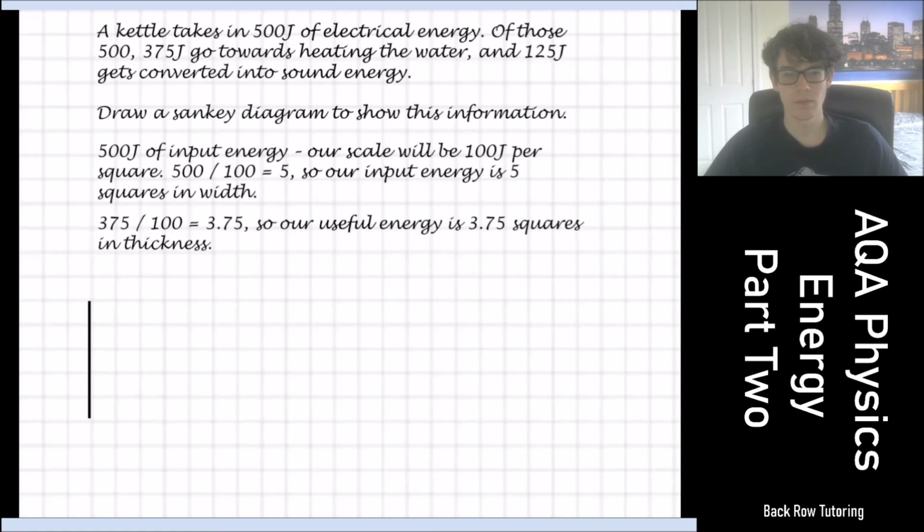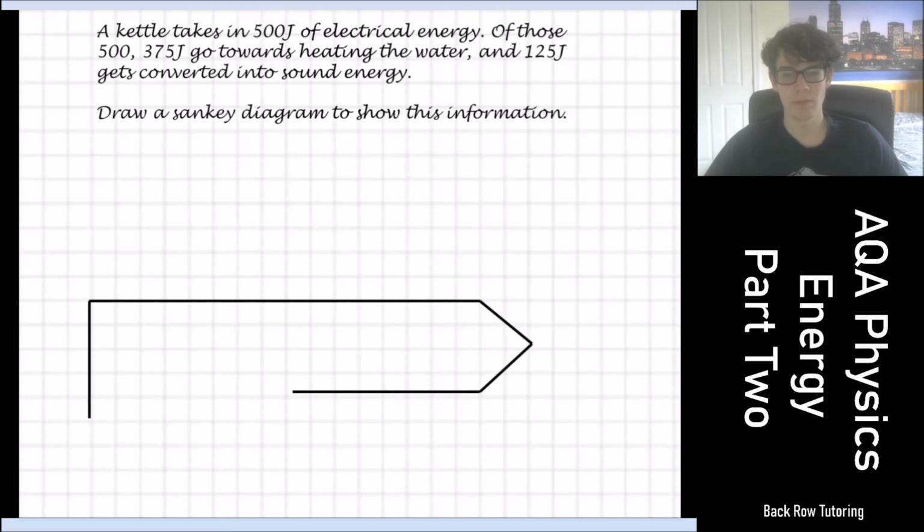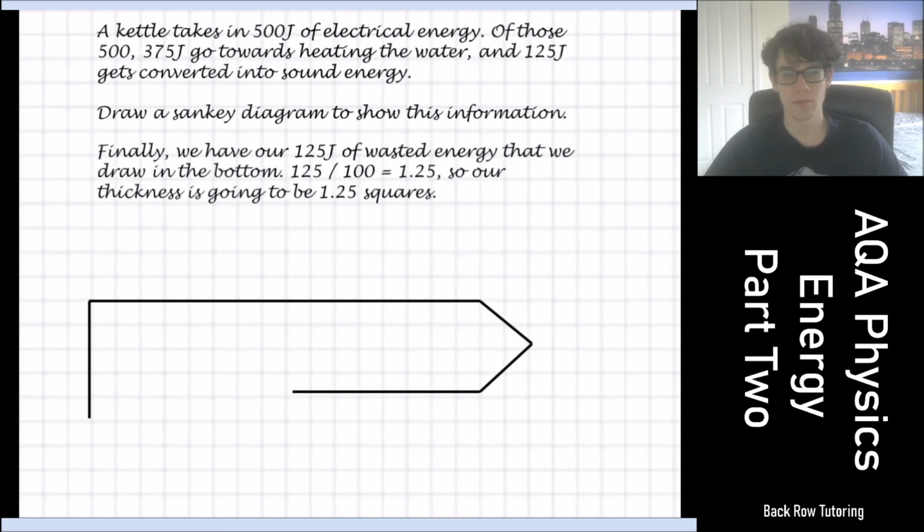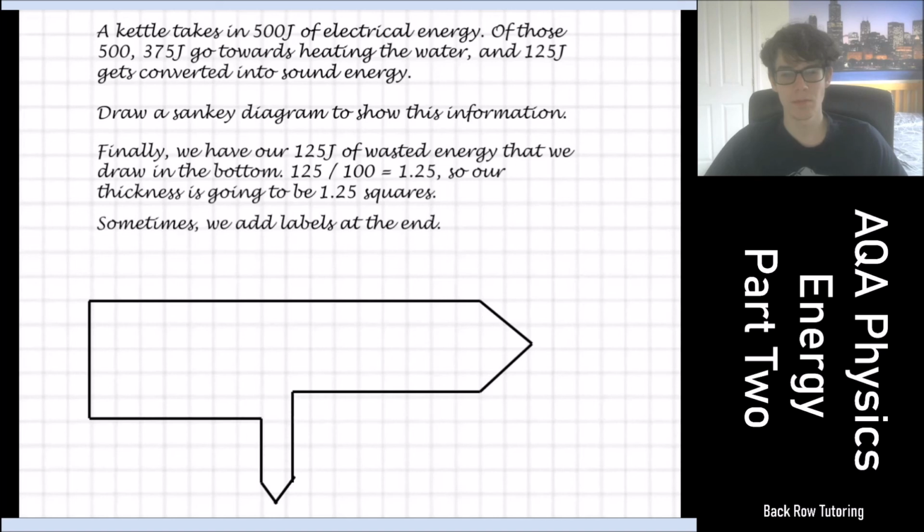375 joules divided by the 100 scale is 3.75, so our useful energy is 3.75 squares in thickness. Finally, we have our 125 joules of wasted energy that we would draw on the bottom. 125 divided by 100 is 1.25, so our thickness is going to be 1.25 squares. Sometimes, at the end, we add in labels.